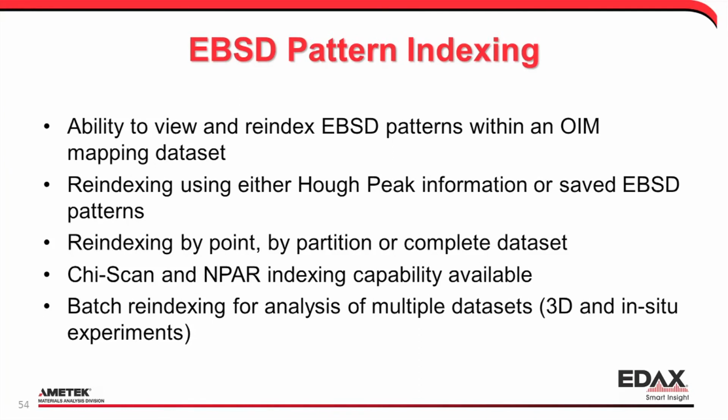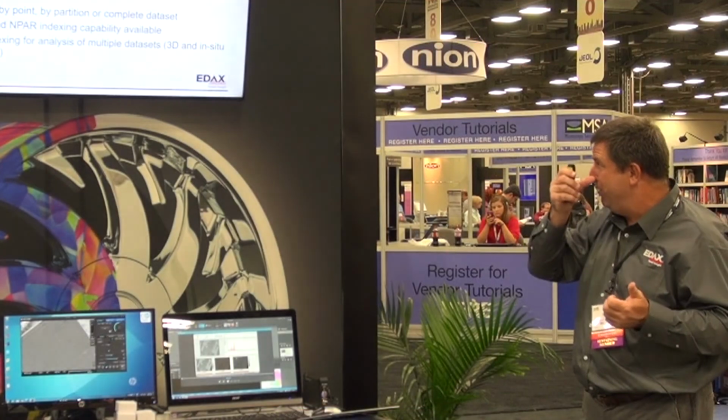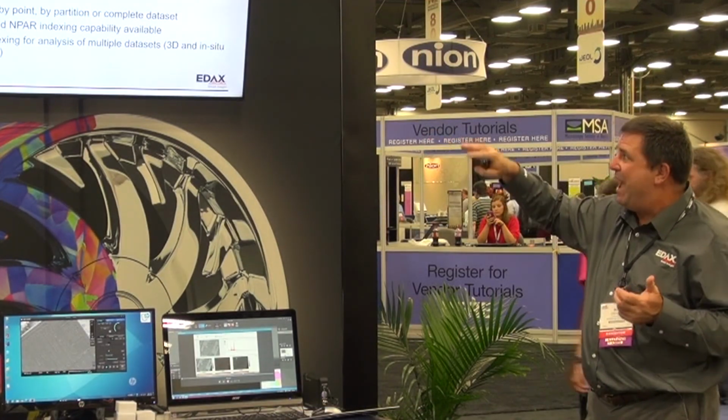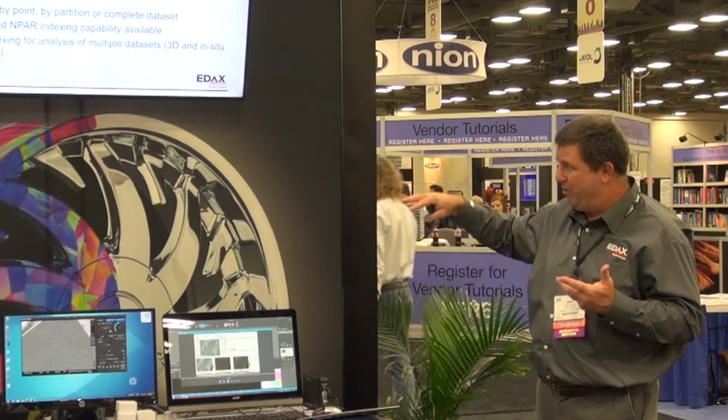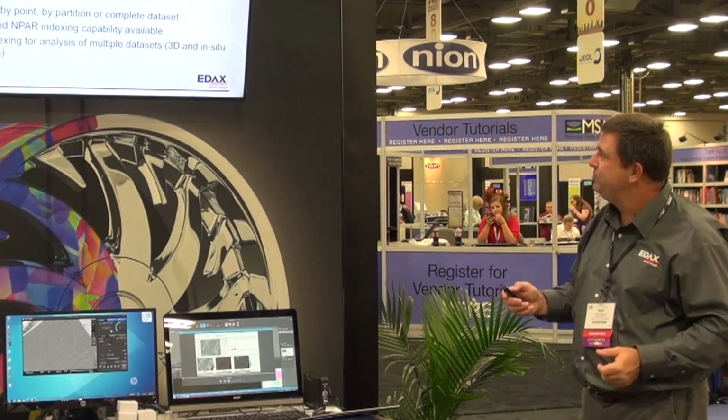We can re-index either a single point by partition or the complete data set, and it allows us to do what we call chi-scan and NPAR, and I'll explain both of those. It also enables batch reindexing. So if you have done 3D work or in-situ work, we can reanalyze a batch of data sets much easier.